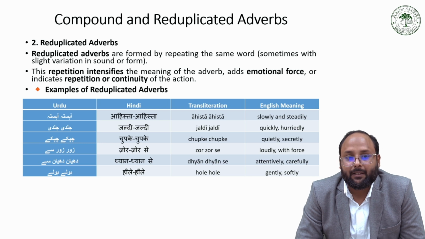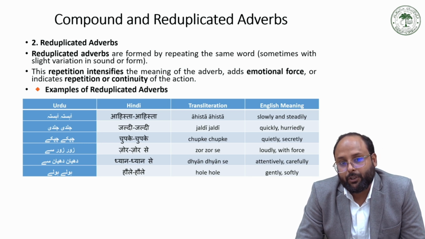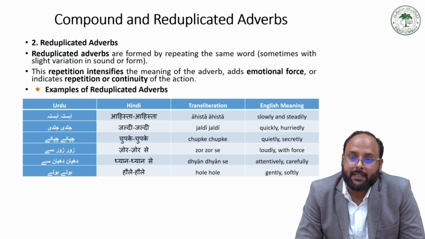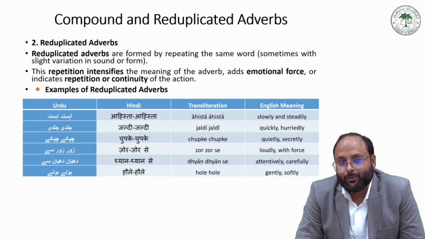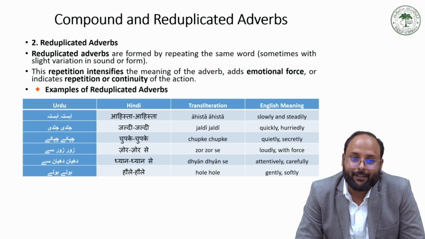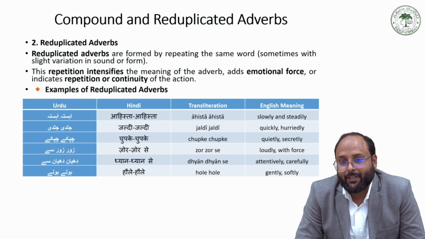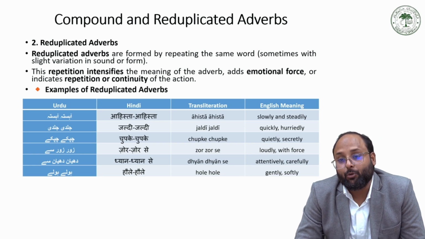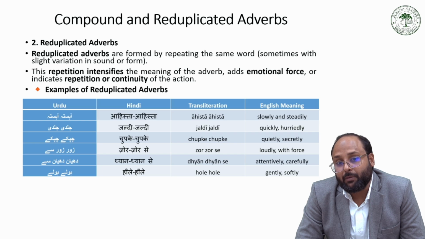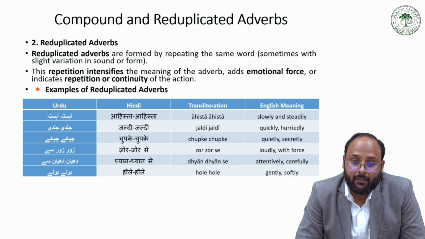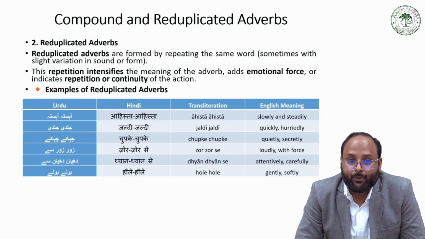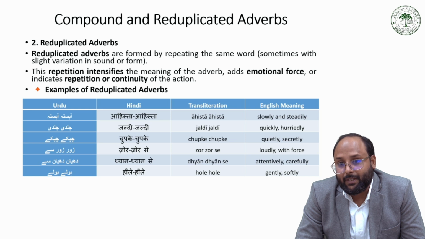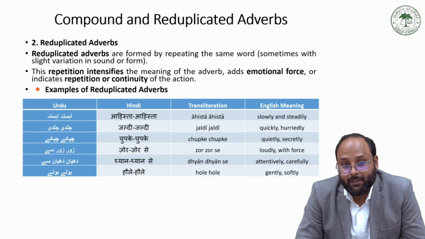And the others are the reduplicated adverbs. Reduplicated adverbs are formed by repeating the same word twice, sometimes with slight variation in the sound also. So that could be the partial reduplication. This repetition intensifies the meaning of adverbs. It adds emotional force, or it indicates the repetition or the continuity of the action. So when you are saying ahista ahista, it is actually adding the meaning of emotional force, or in ahista ahista it gives the meaning of continuity.